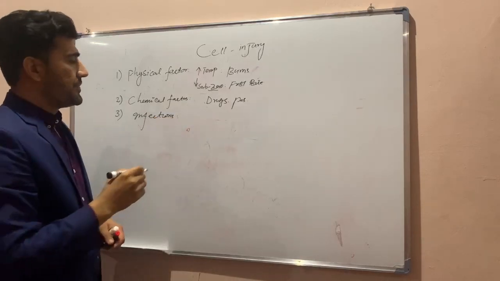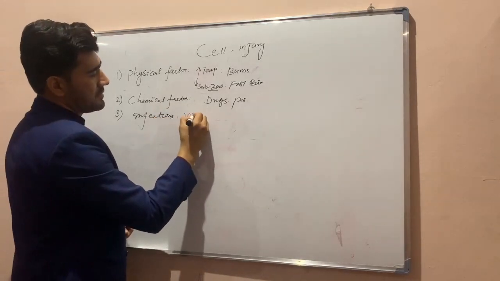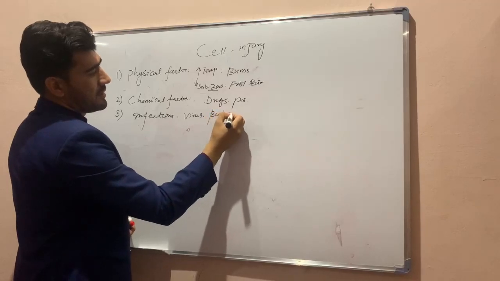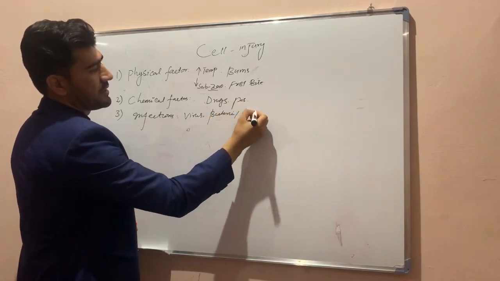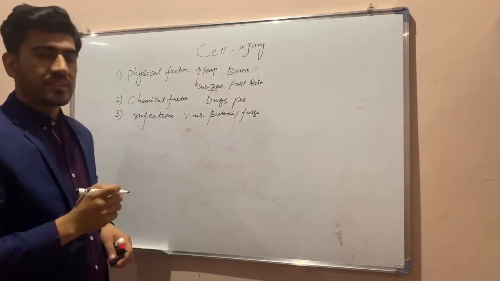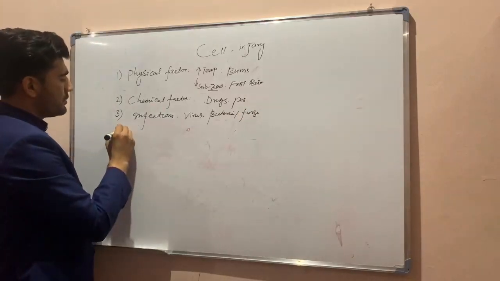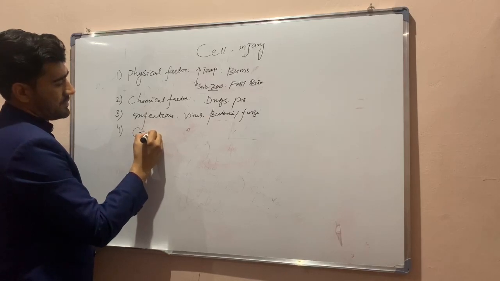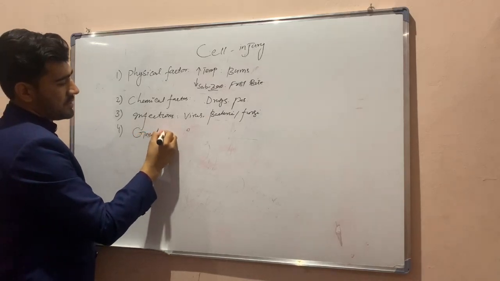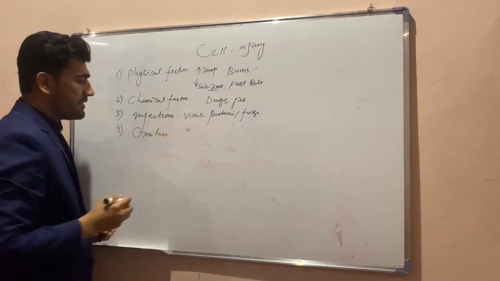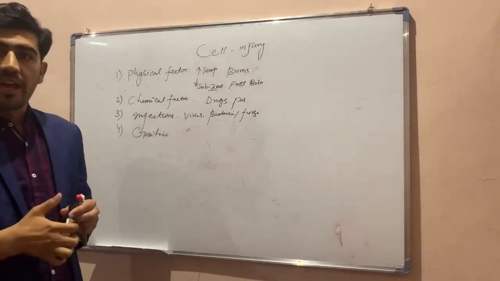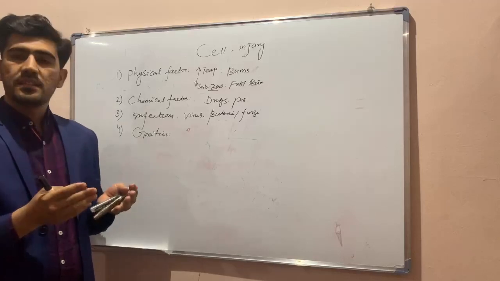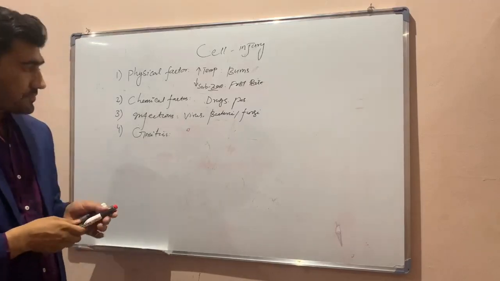For example, viruses, bacteria, and fungi cause cell injury. And number 4, genetics. When the function of the genes in the human body is altered, it causes cell injury.